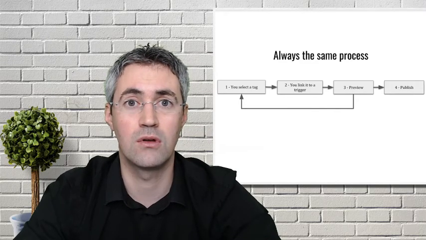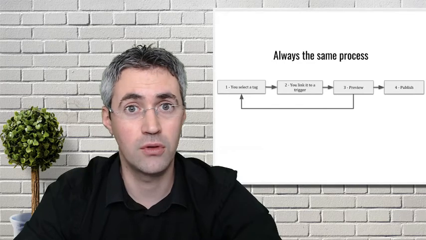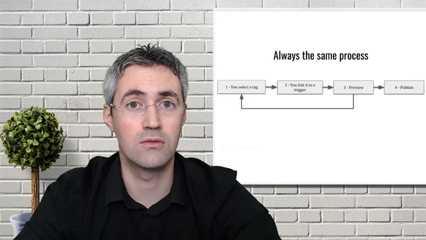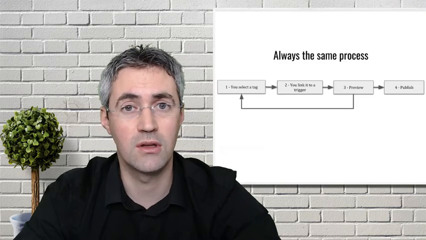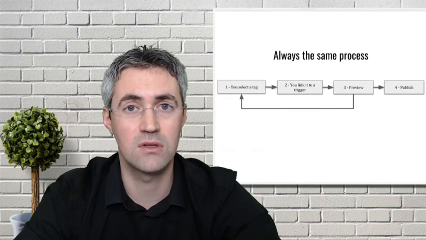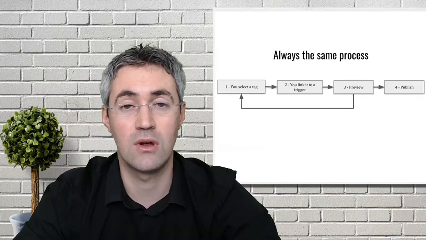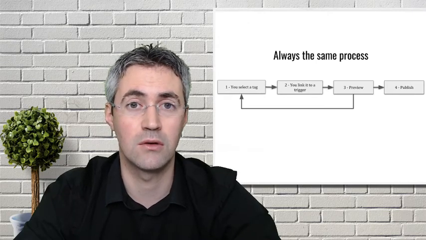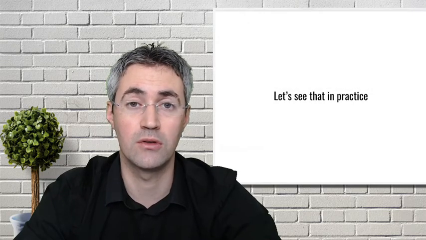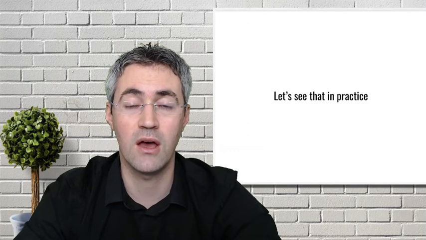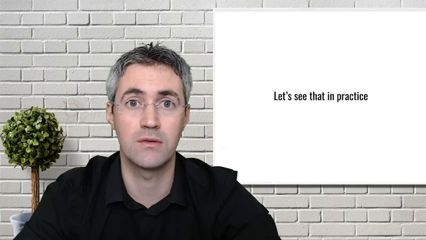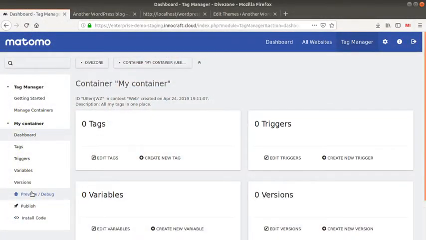Then we're going to preview if this given tracking code is working or not, and if it's working properly we're going to publish it, and if it's not then we're going to reconsider the tag that we had and as well the trigger that we associated to it. So let's now see a little bit more in practice how we can deploy this given tag and see how that works. Okay, so here we are in Matomo Tag Manager.